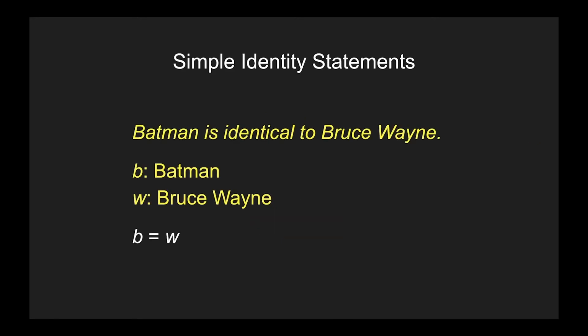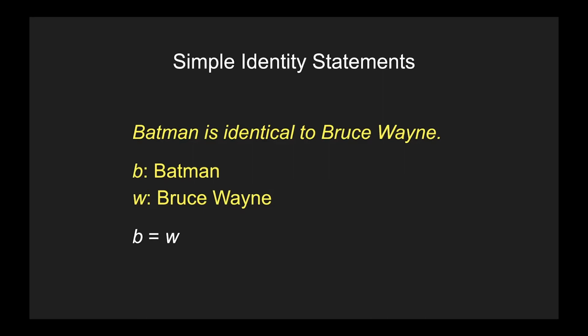Let's look now at a simple identity statement in English. Let's take the statement Batman is identical to Bruce Wayne. Let's let the lowercase constant b stand for Batman. Let's let the lowercase constant w stand for Bruce Wayne. And if you want to say that Batman is identical to Bruce Wayne, you just write b equal sign w.